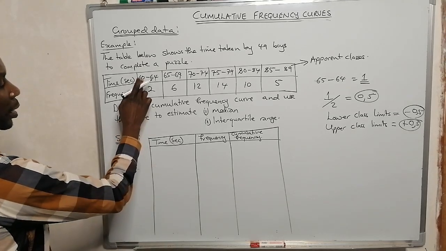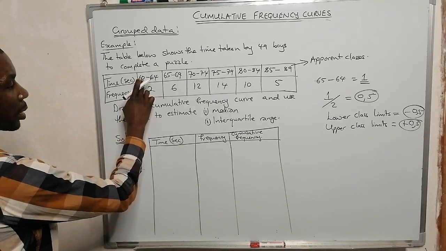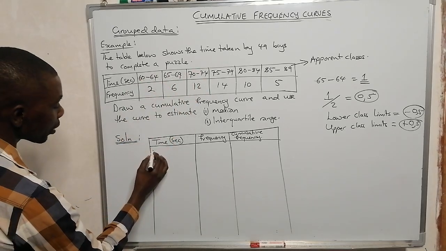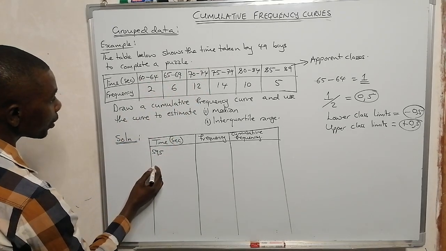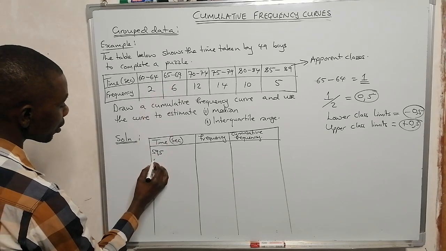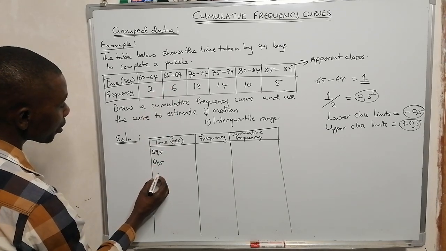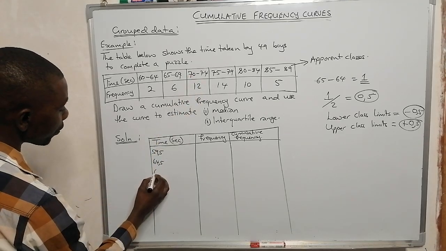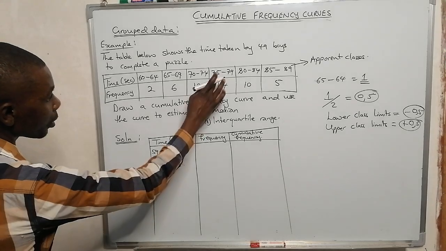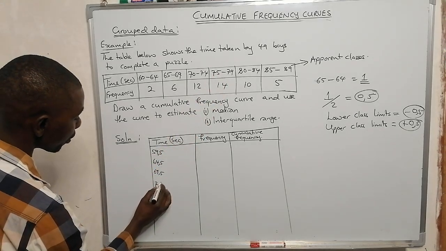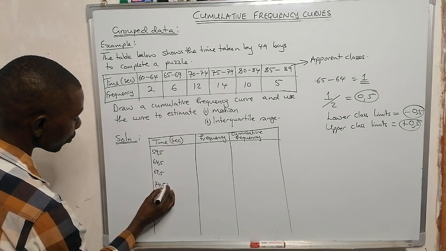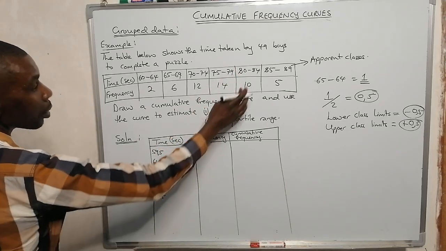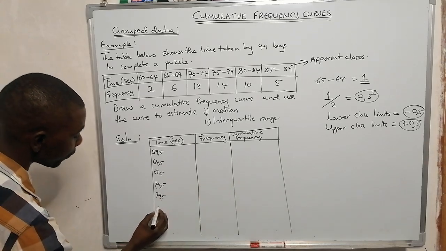Right, if we subtract 0.5 from 60, we get, let's start with our lower class limits. We get 59.5, then 65 minus 0.5 is 64.5, then 69.5, then here 74.5, then here 79.5, here 84.5.